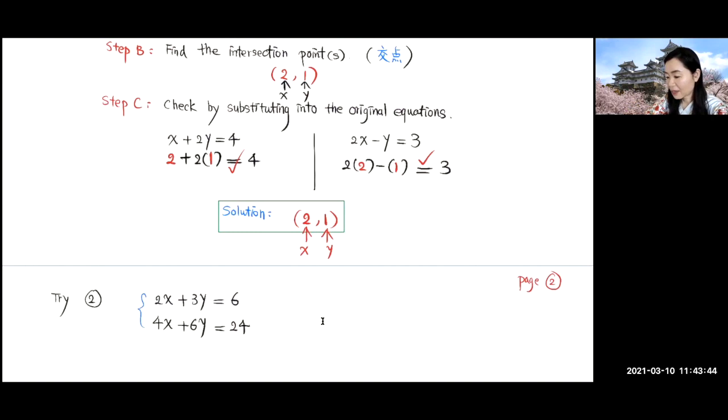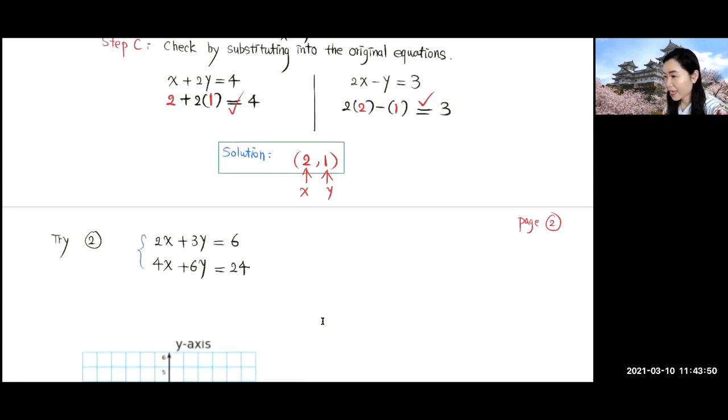Okay, the next one I would like to let you try. I'm going to give you guys about 3 minutes to try this. Can you guys try to find the solution by graphing them? Okay, go ahead. I'm going to pause the recording.